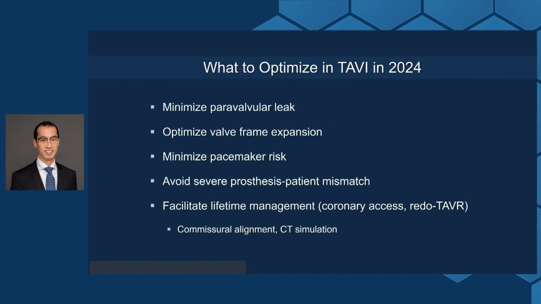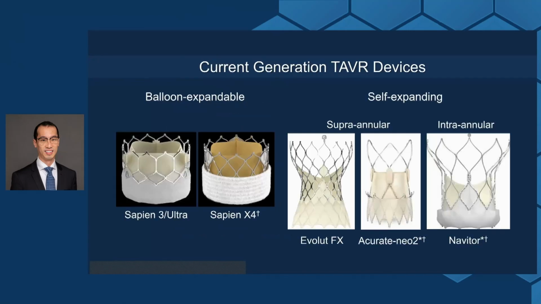So what we need to optimize for TAVI in 2024 are these 5 things: minimize PVL, perivalvular leak; optimize valve frame expansion; minimize pacemaker risk; avoid severe prosthesis-patient mismatch, or PPM; and facilitate lifetime management, mainly coronary access and redo TAVR. And to do that, you need commissural alignment and CT simulation.